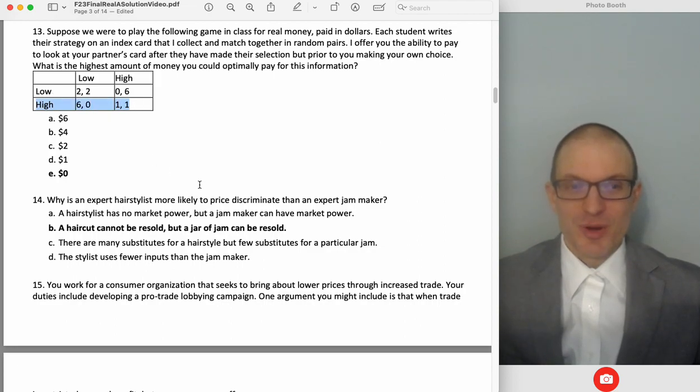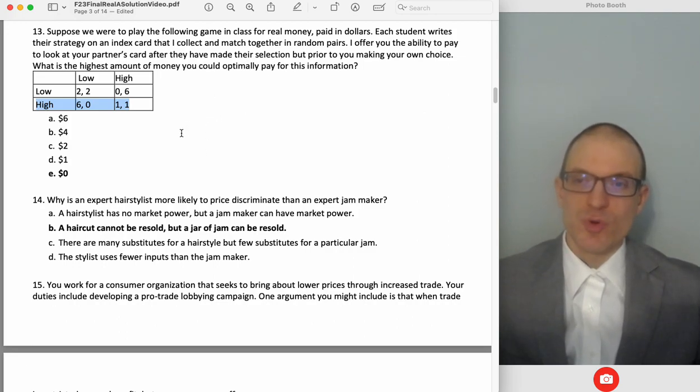So does it matter what your co-player has done? No. Right? You could look at their card. You could buy that from me. That information is worth exactly 0 because it's not going to change what you're going to do. You're going to choose high either way.